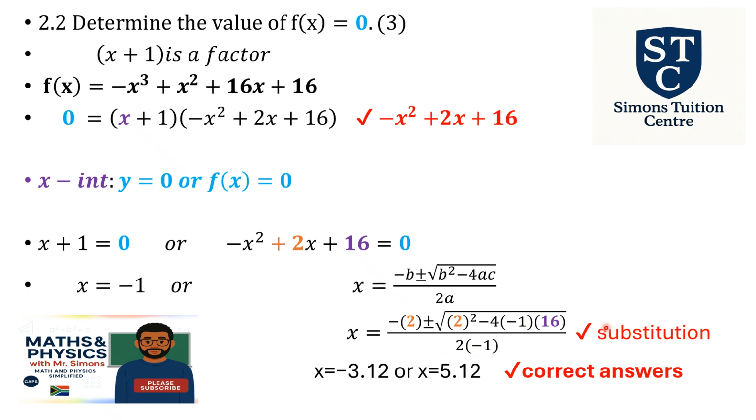If I use my calculator, I get x equals minus 3.12 or x equals 5.12. So one mark for getting the quadratic formula, another one for correct substitution, another one for correct answer. All right. So those are your first 2 problems. In the videos that follow, I will do the rest of the solutions for the worksheet.